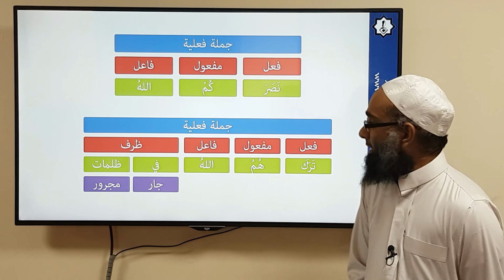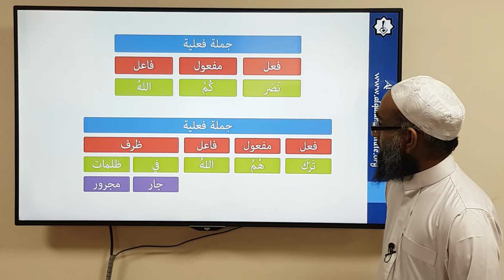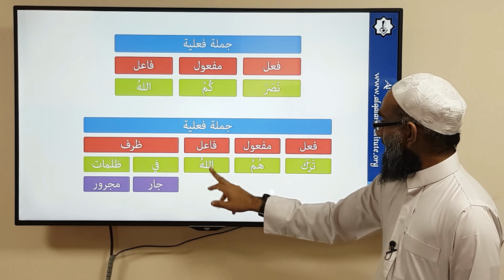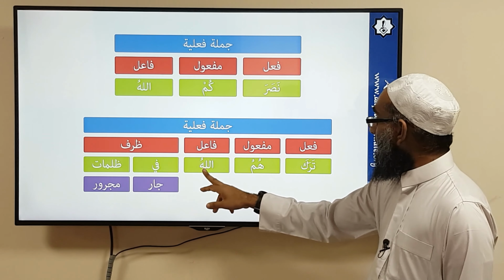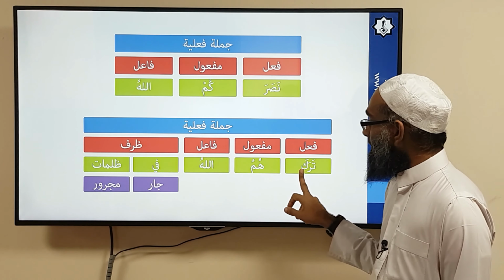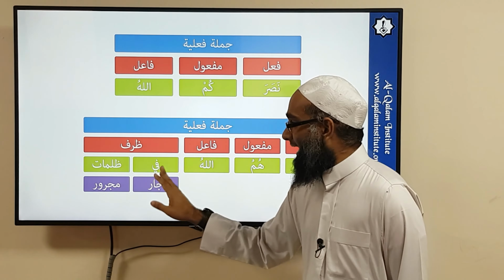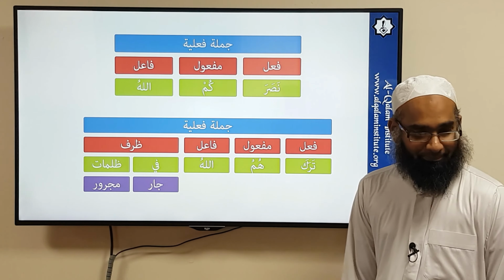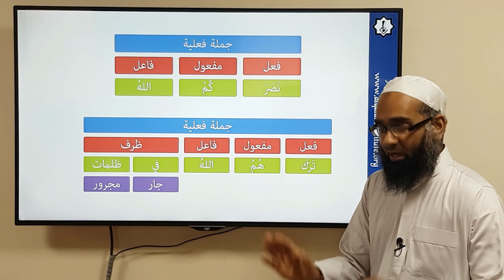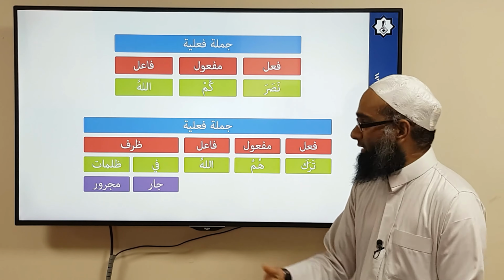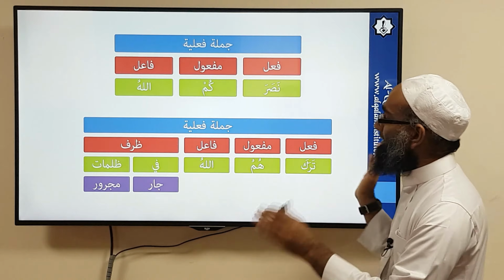Now I want you to translate it without the vocabulary. Basically, do Arabic translation for me. The fa'il, Allah. Then taraka to whom? To the maf'ul. Fi means in. In dhulumat. I'm not teaching vocabulary. That will come in the book. But just so you know how to translate this, even if you don't know what it means.